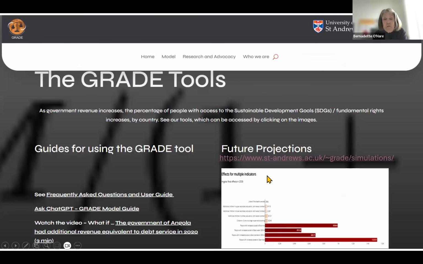So I'll just briefly show you the tool. This is our website, and the model is on this tab. If you click on this icon, you'll come to the model. And this is what the model looks like. This shows all countries in the world. On the left-hand panel, we have 4 panels. The first one allows us to select the country of interest.